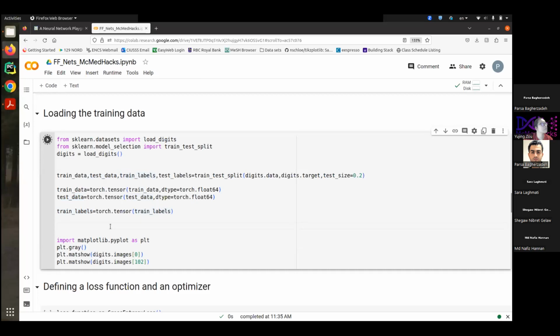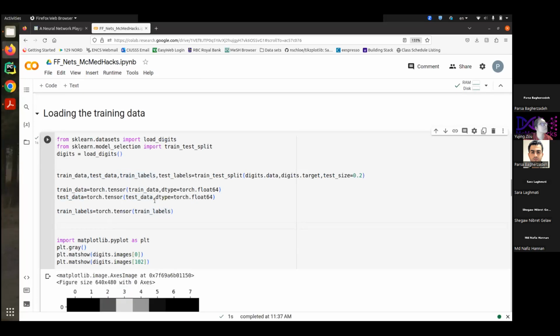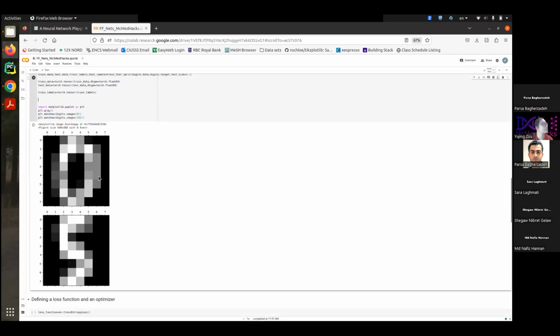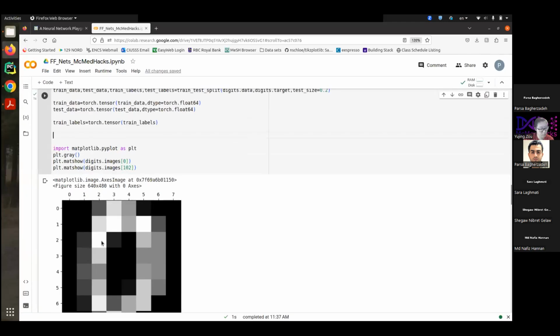Okay, so let's just have a quick look at this data set. Let me zoom out a little bit. Here I've illustrated 2 samples. One is a 0 and one is a 5, so digit 0 and digit 5. Hopefully, if you provide this digit to our trained network, it needs to predict 0, and if we provide this, it needs to predict 5.